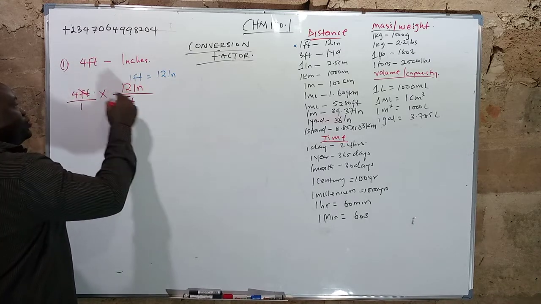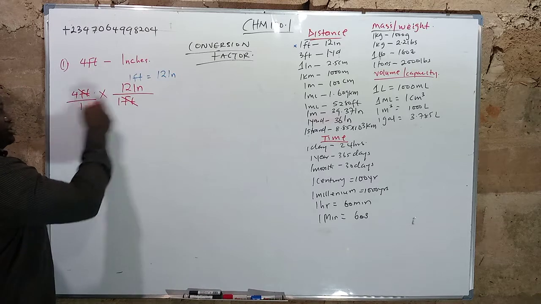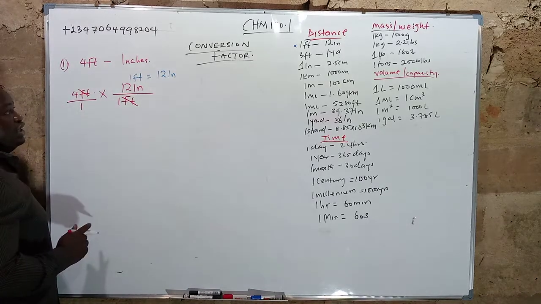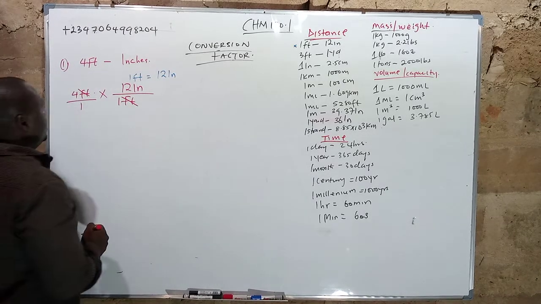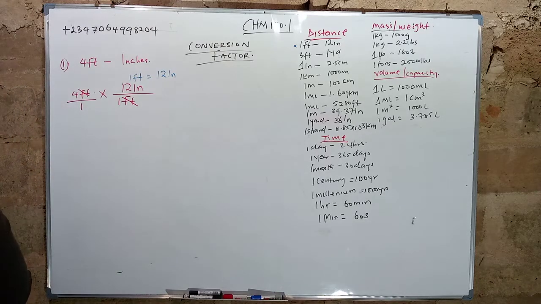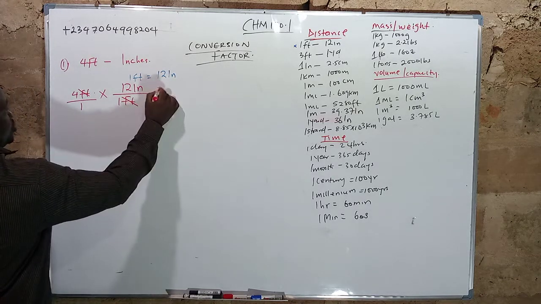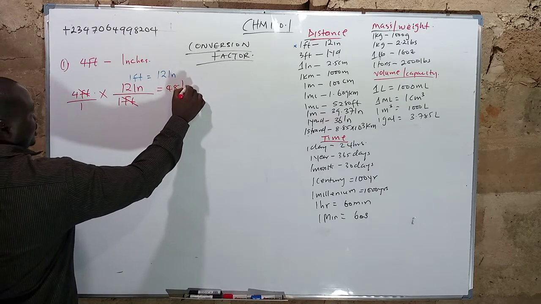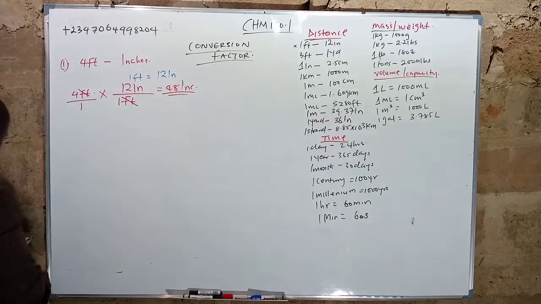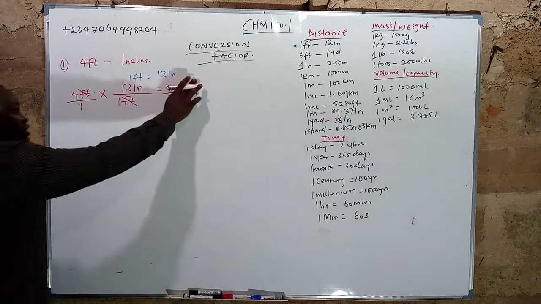Then you can see that this will cancel this. And just like that, you have switched from foot to inch. So this is conversion factor. If you times this out like this, please, I'm taking it slowly so that you will understand it. This will give you 48 inches. And that is the answer, 48 inch.